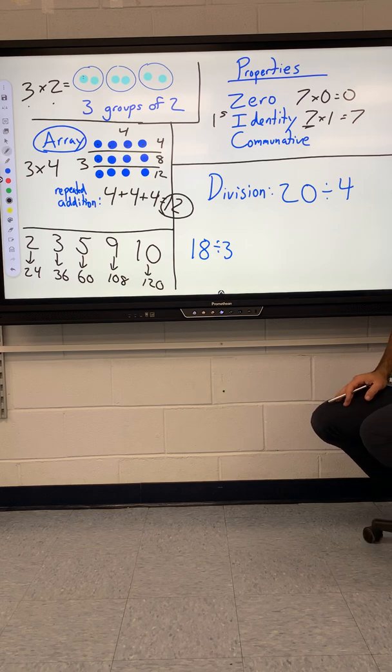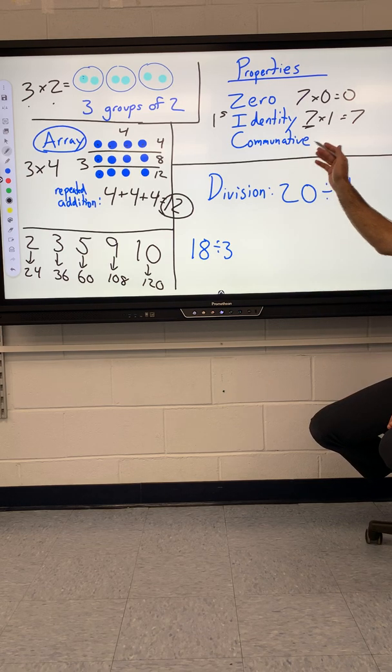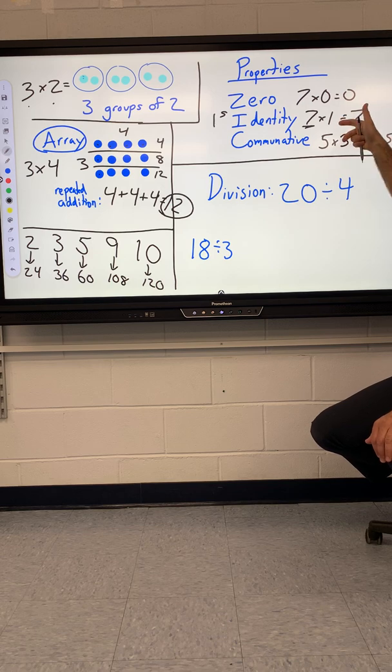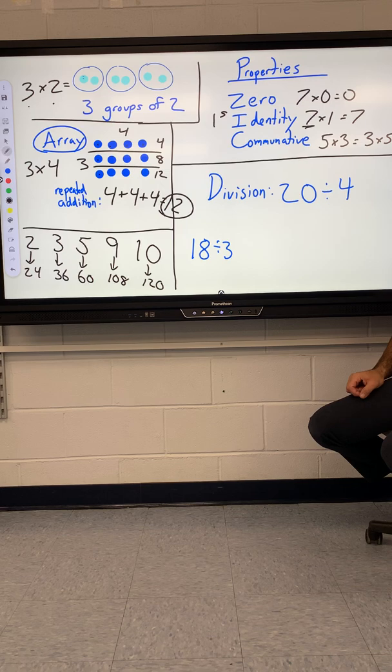And the commutative property we touched on was any multiplication sentence, you could turn it around and it will be the other one. So for example, 5 times 3 would be the same as 3 times 5. I could spin them around and the answer will still be the same. So I could count by 5s, 5, 10, 15, or I could count by 3s, 3, 6, 9, 12, 15. The answer will be the same.